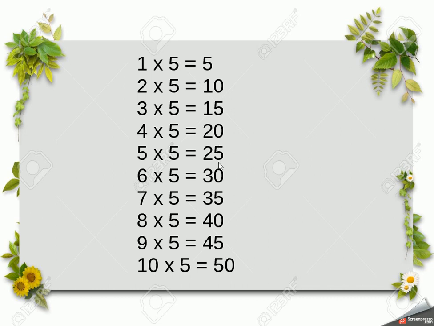So this pattern will help us to work out our times table. 5, 10, 15, 20, 25, 30, 35, 40, and so on. So if you can remember that pattern, the fact that the first one ends in a 5, the second one ends in a 0, and so on, that will help you to learn your 5 times table much faster.